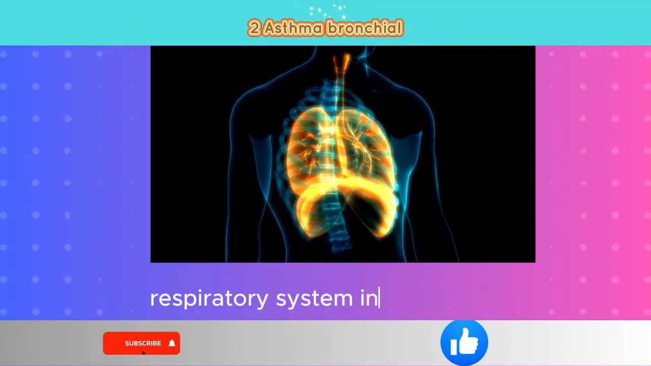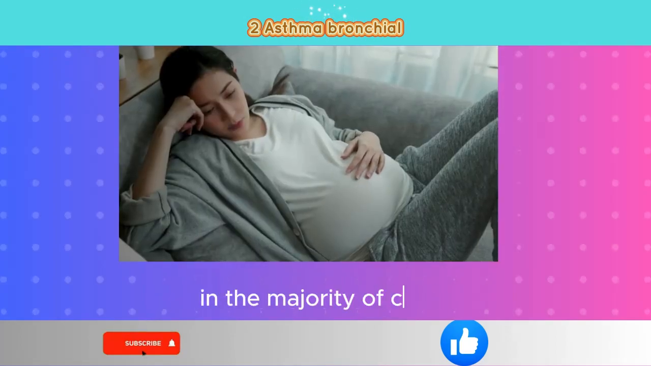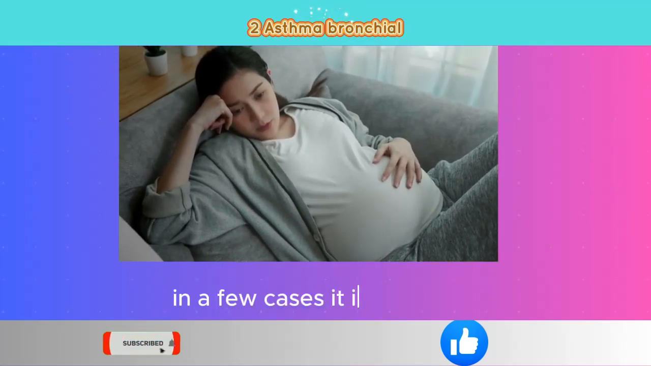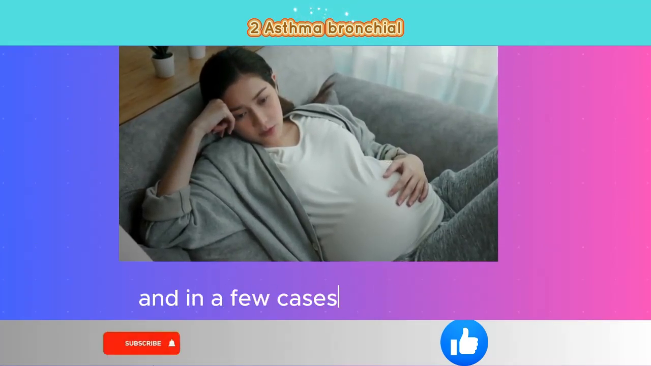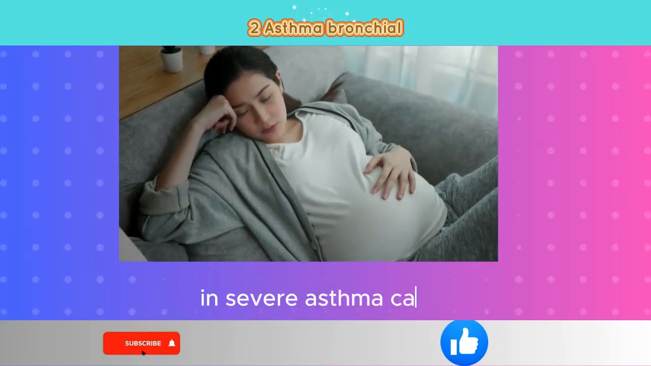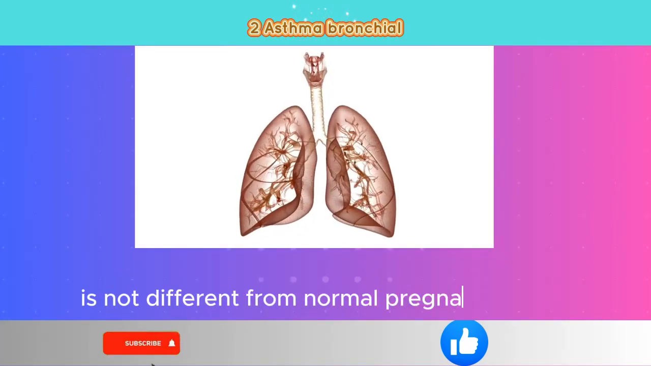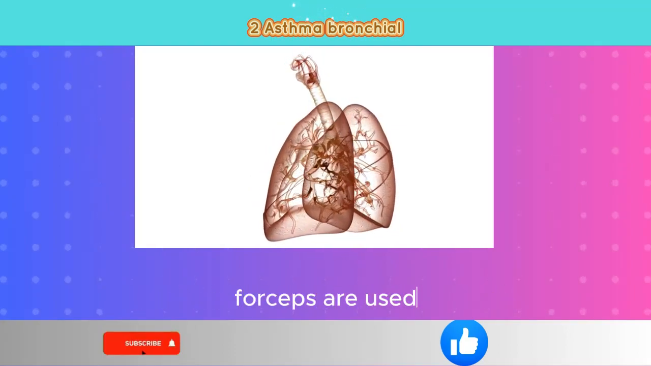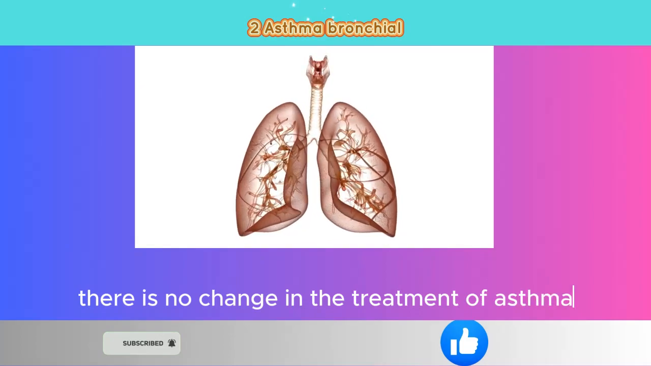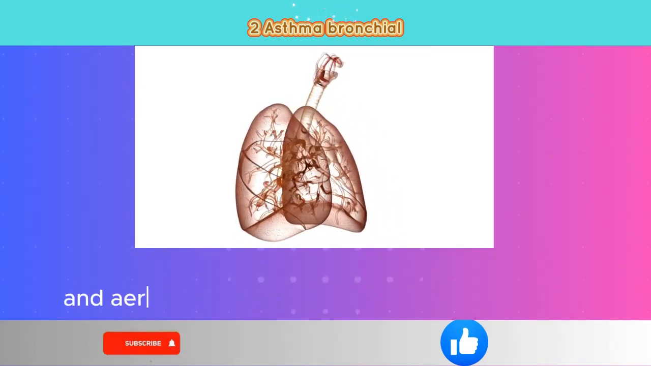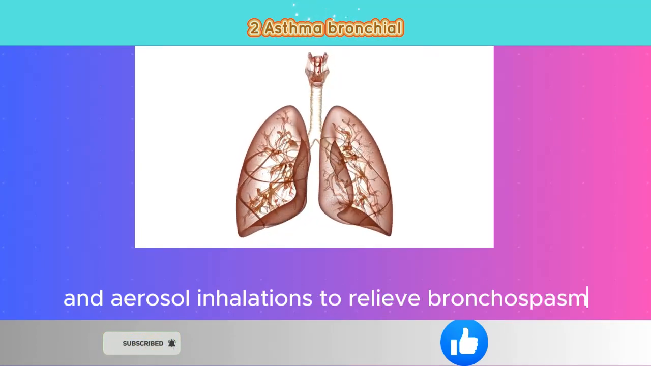Respiratory system in pregnancy. In the majority of cases, the condition of the asthmatic does not change. In a few cases, it is alleviated, and in a few cases, it is aggravated. The rate of abortion and premature birth in severe asthma cases is not different from normal pregnant women. If seizures worsen during labor, forceps are used. There is no change in the treatment of asthma in pregnancy: oral antiallergics, tranquilizers, and aerosol inhalations to relieve bronchospasm.